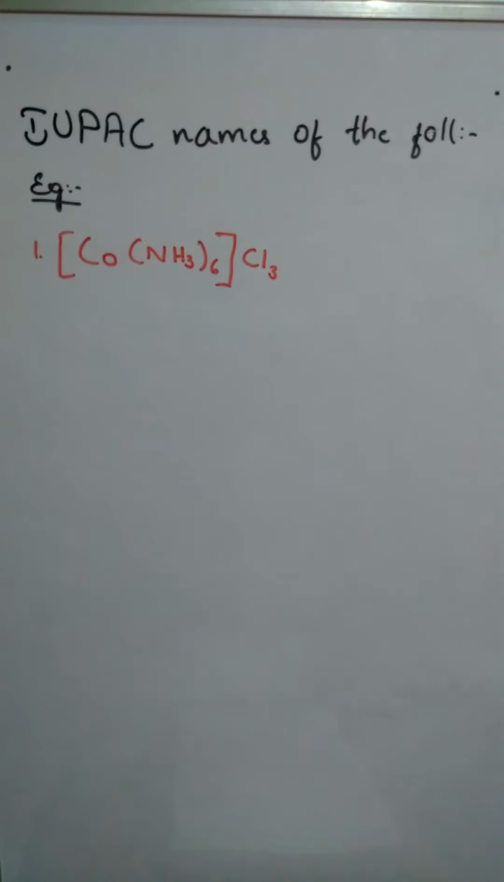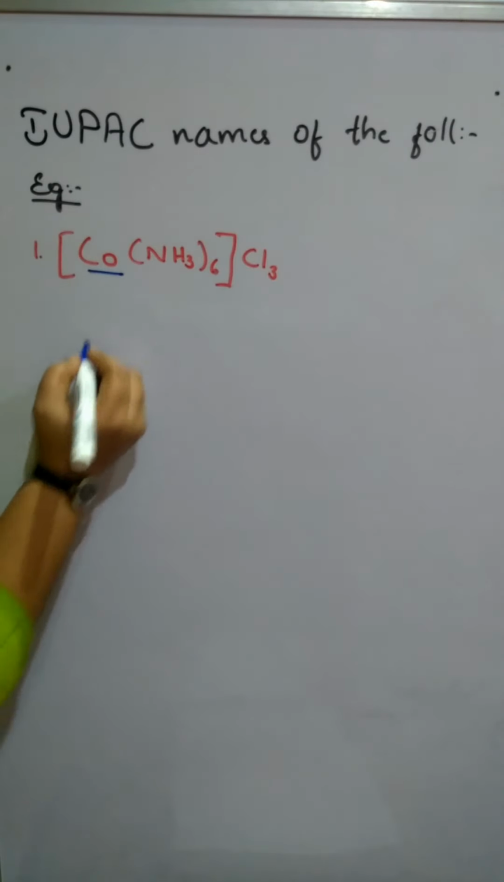So listen, whenever we are writing IUPAC names, first we need to calculate the oxidation state. Because the oxidation state has to be mentioned, the oxidation state of the metal has to be calculated first. Then we'll start writing the names for the complexes. So first we'll calculate the oxidation state of the metal.